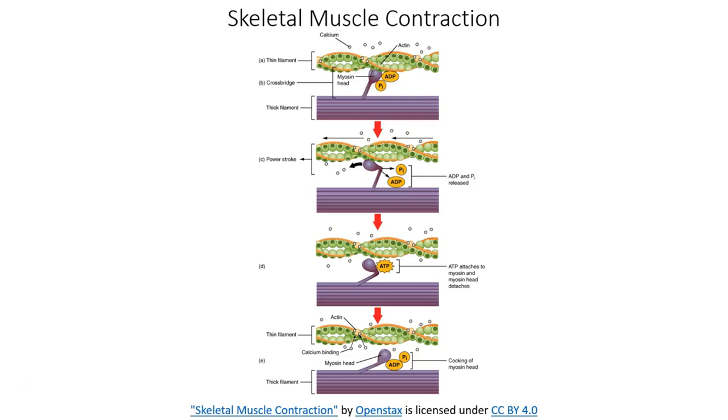So we need to keep paddling with these myosin heads in order to get full muscle contraction, for these bigger muscles especially. So we're going to pull towards that M line a little bit. This movement is called a power stroke, and it reaches that 10 nanometers approximately.